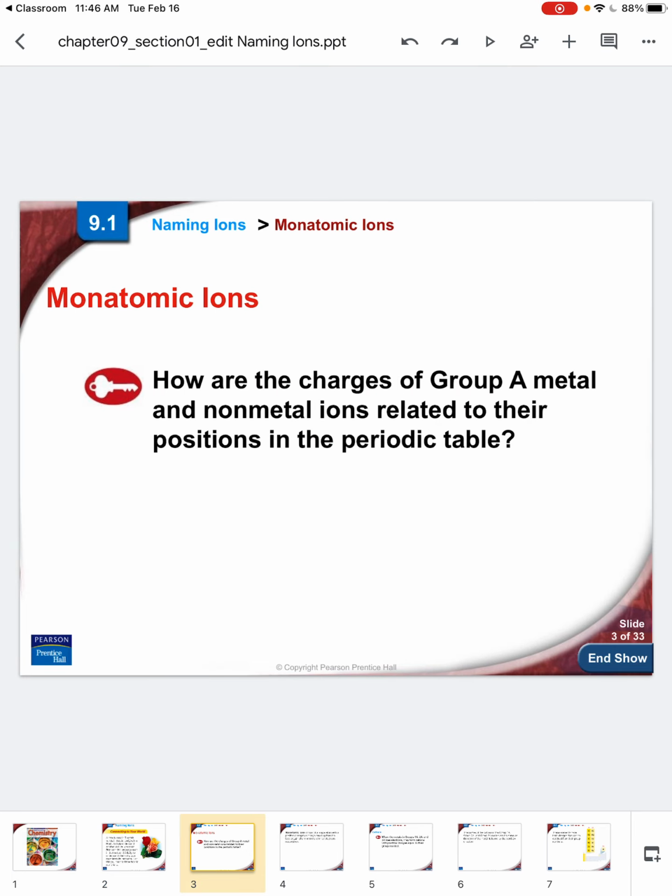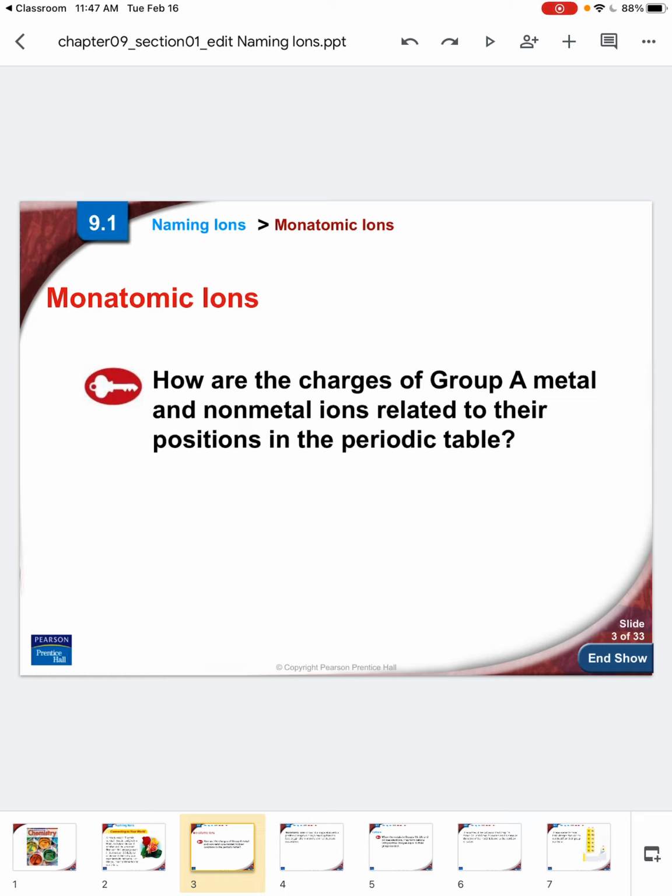So let's get to naming ions. And then in the next one, we'll practice naming molecular compounds. Well, we'll practice naming ionic compounds, and then we'll practice naming molecular compounds. So the group A metals and nonmetal ions are named, and what kind of ion they form depends on their position in the periodic table.